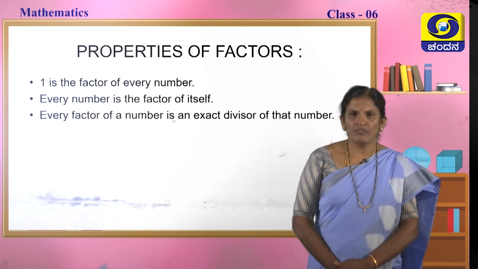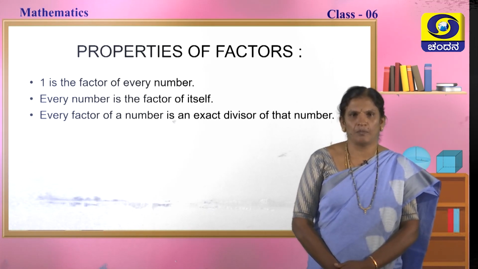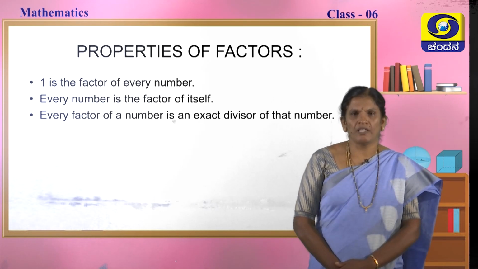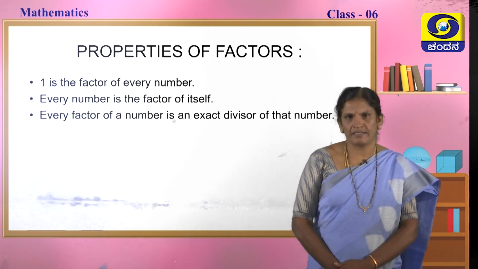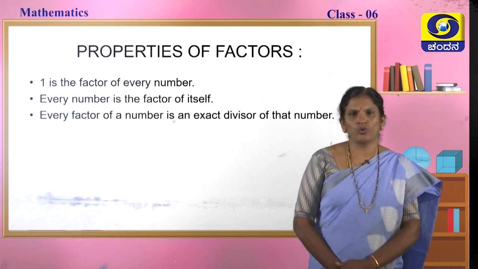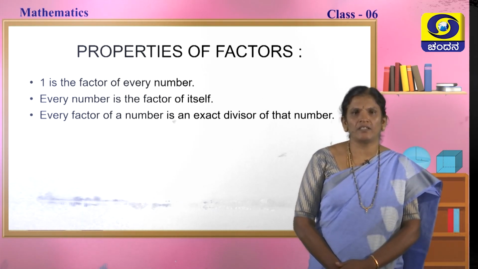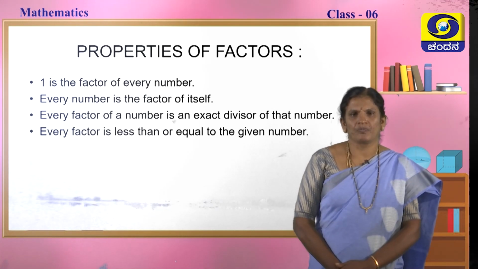Next, every factor of a number is an exact divisor of that number. For example, factors of 6 are 1, 2, 3 and 6. Here that 6 will be divisible by 1, 2 as well as by 3. So every factor of a number is an exact divisor of that number.